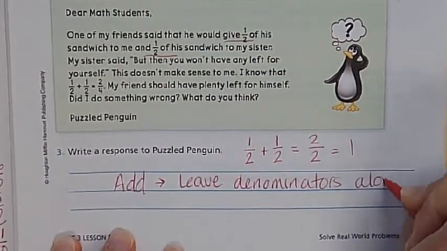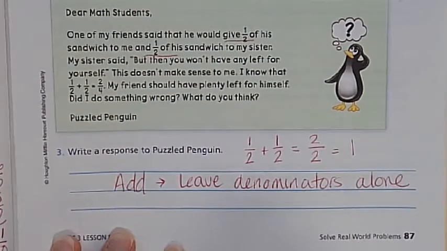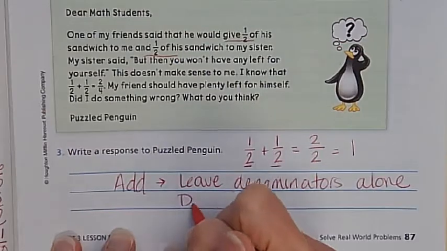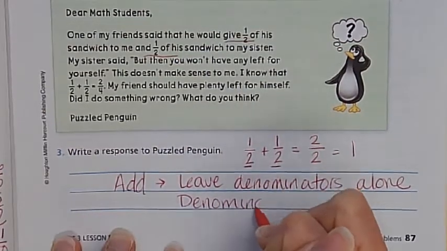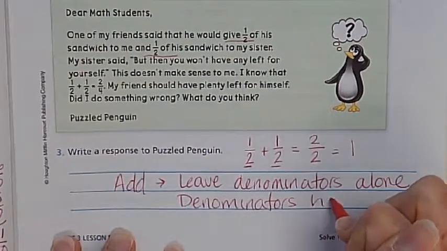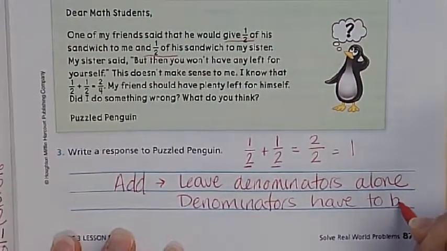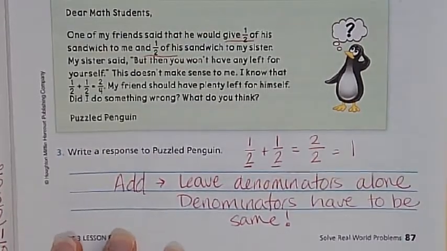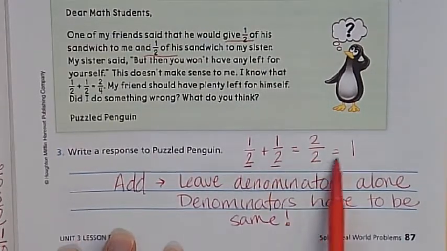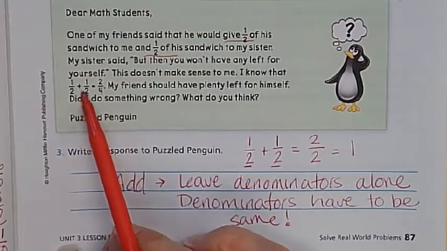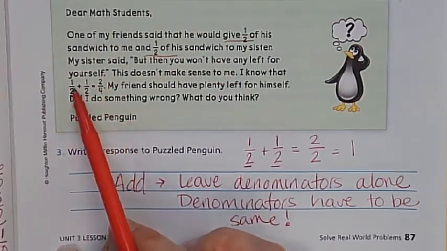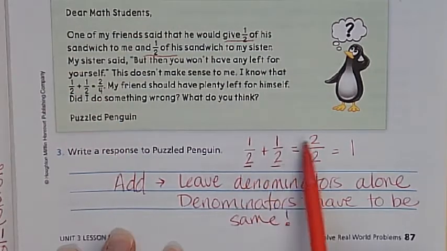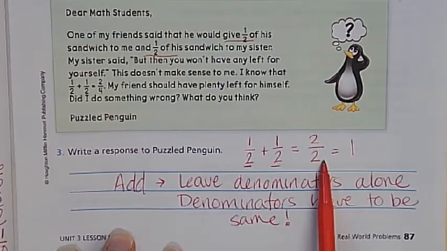And the only reason we are able to add fractions is when they have like denominators, right? So denominators have to be the same. So this is something just kind of to check in and make sure that you are understanding, and that there is definitely something wrong with the way that he solved the problem. He did 1 plus 1 is 2 and 2 plus 2 is 4. That is not correct. We have to add 1 plus 1 is 2. The denominator stays the same.